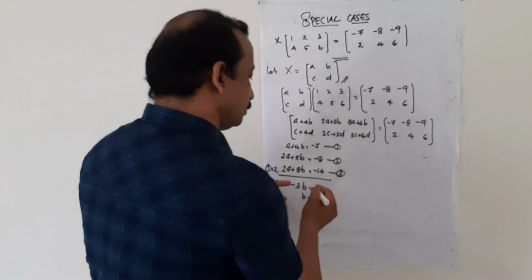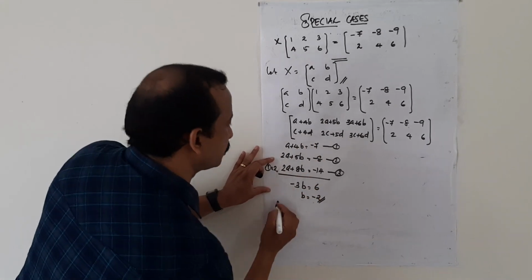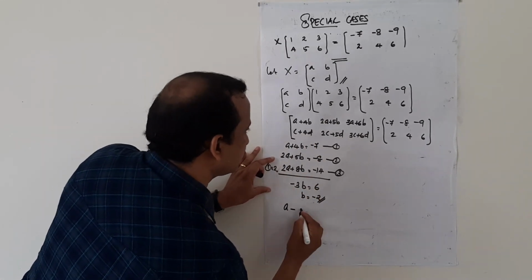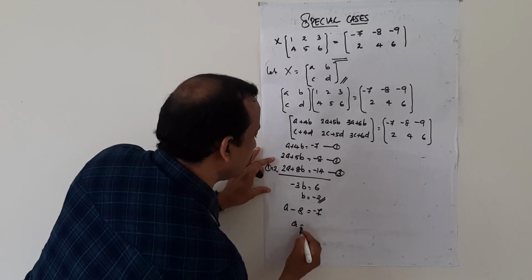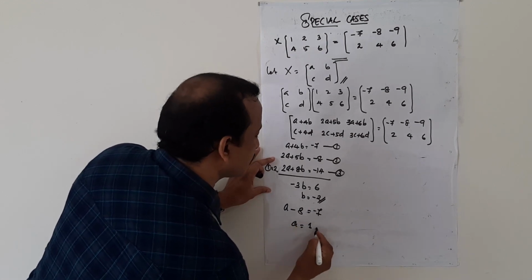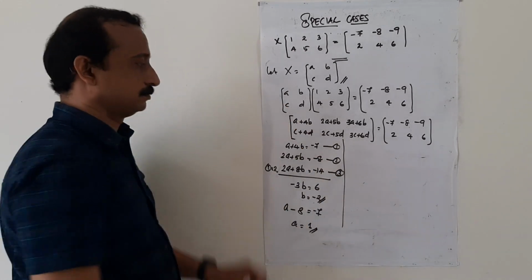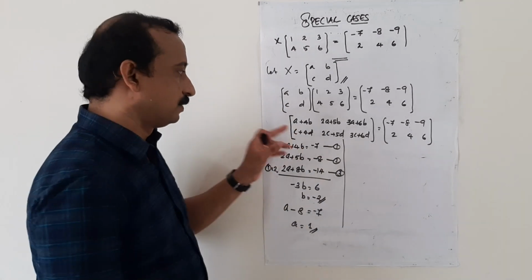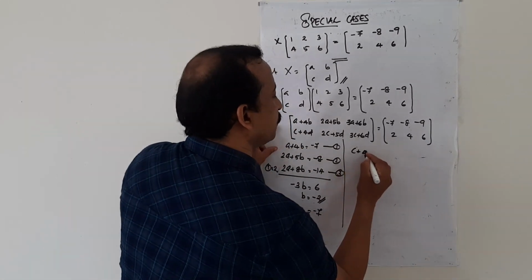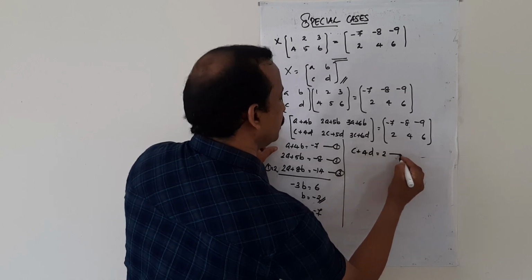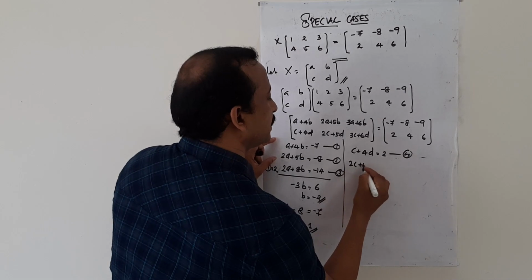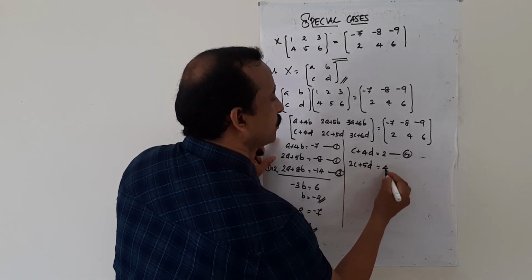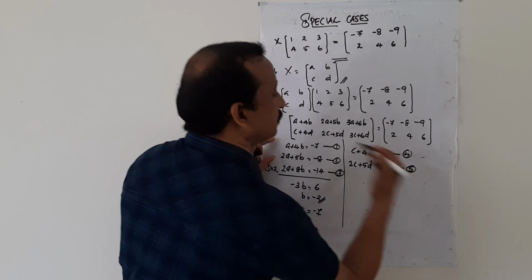Okay. Now substituting the value of B in equation number 1, therefore A minus 4 into 2, that is 8, is equal to minus 7, and therefore A equal to 8 minus 7, answer is 1. Now we get C plus 4D is equal to 2, equation number 4, and 2C plus 5D is equal to 4, equation number 5.